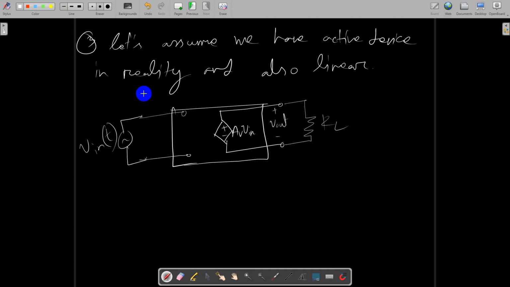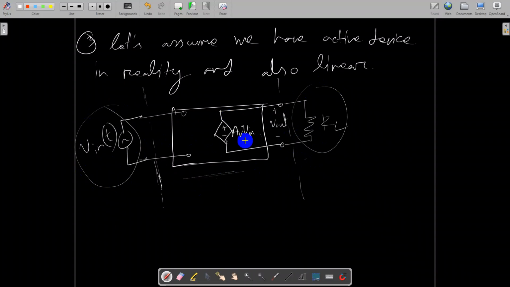Now I'm drawing a border. This is the system, and this is the environment. So this is acting as the input to the system. This is not part of the system. This is the load of the system. This is loading this one.